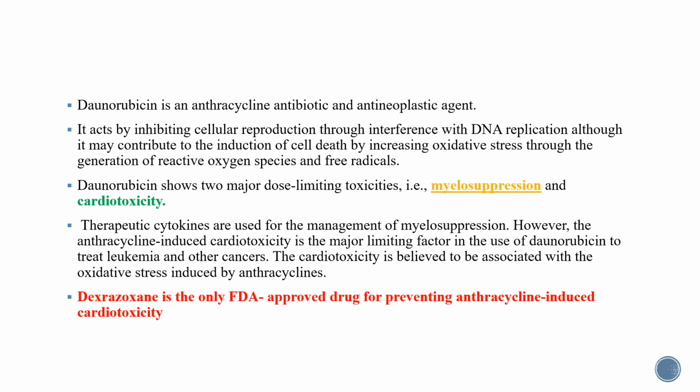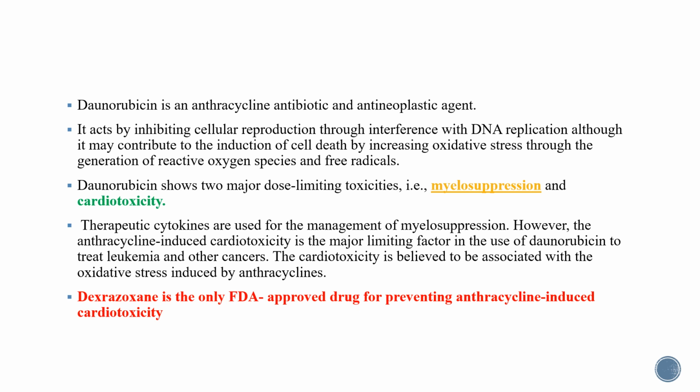So one of the important mechanisms of action of this daunorubicin is the generation of reactive oxygen species and free radicals. And this daunorubicin shows two major dose-limiting toxicities, that is myelosuppression and cardiotoxicity. Therapeutic cytokines are used for the management of myelosuppression. However, anthracycline-induced cardiotoxicity is the major limiting factor in the use of daunorubicin to treat leukemia and other cancers. The cardiotoxicity is believed to be associated with the oxidative stress induced by anthracyclines.